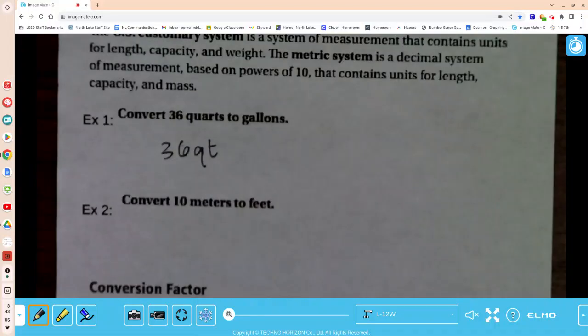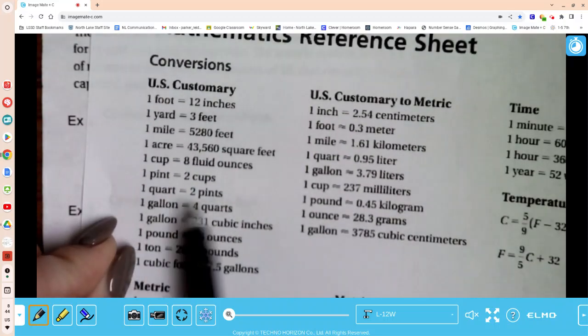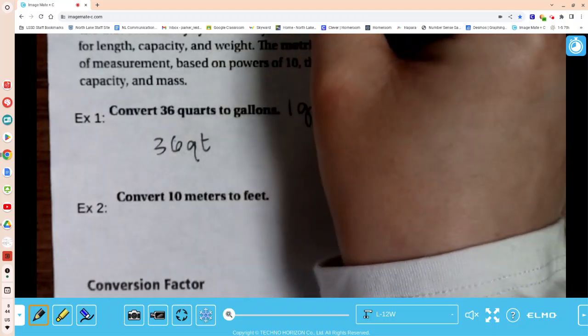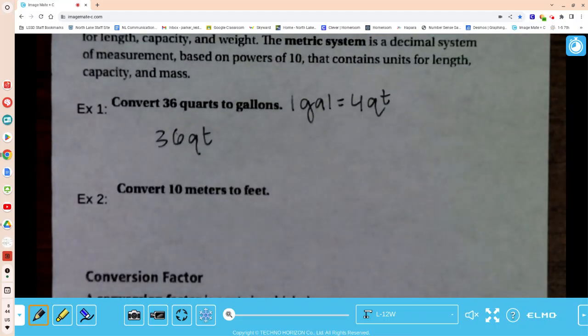So we need to find a conversion factor that compares quarts to gallons. Does anybody see that anywhere on their conversion factor paper? Something that talks about quarts and gallons. Quarts and gallons. Logan? Right there. Gallons, quarts. 1 gallon equals 4 quarts. I'm going to write that down so I don't forget. 1 gallon equals 4 quarts. So this is the piece of information I need to know to be able to convert it, because if I'm going from quarts to gallons, I need to know the relationship between the two things.